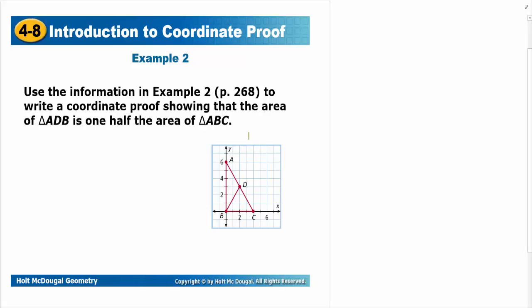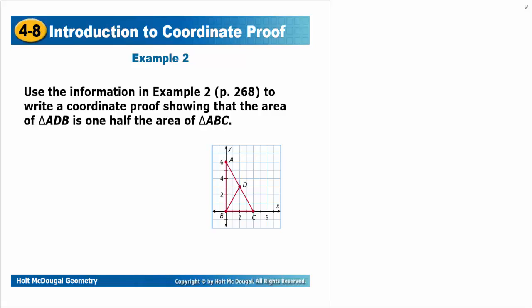Okay, so example 2, we've got a figure to help you out here. This is the figure from the page in your book. So if you don't have that in front of you, that's fine. You have it right here. Use the information in this figure to write a coordinate proof showing that the area of triangle ADB is 1/2 the area of triangle ABC.